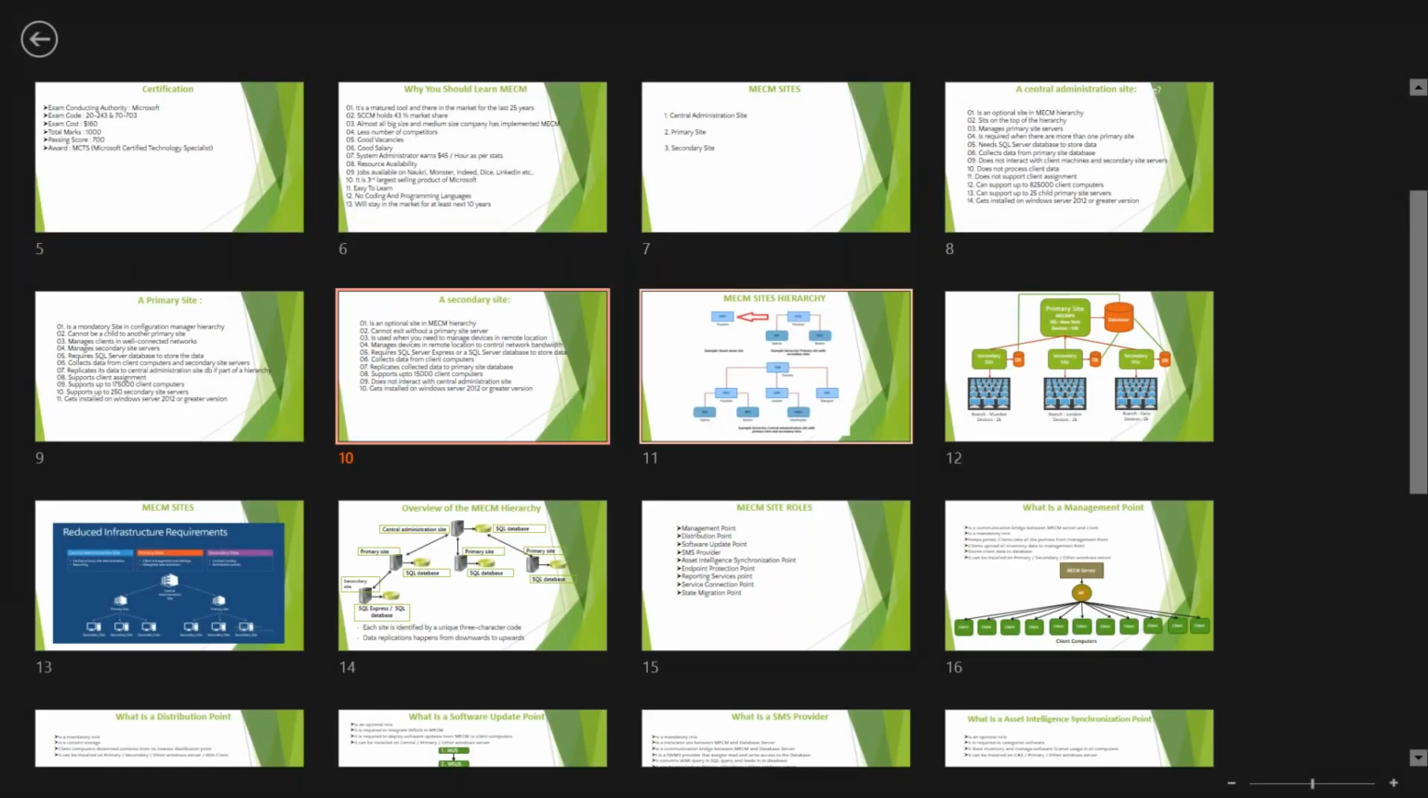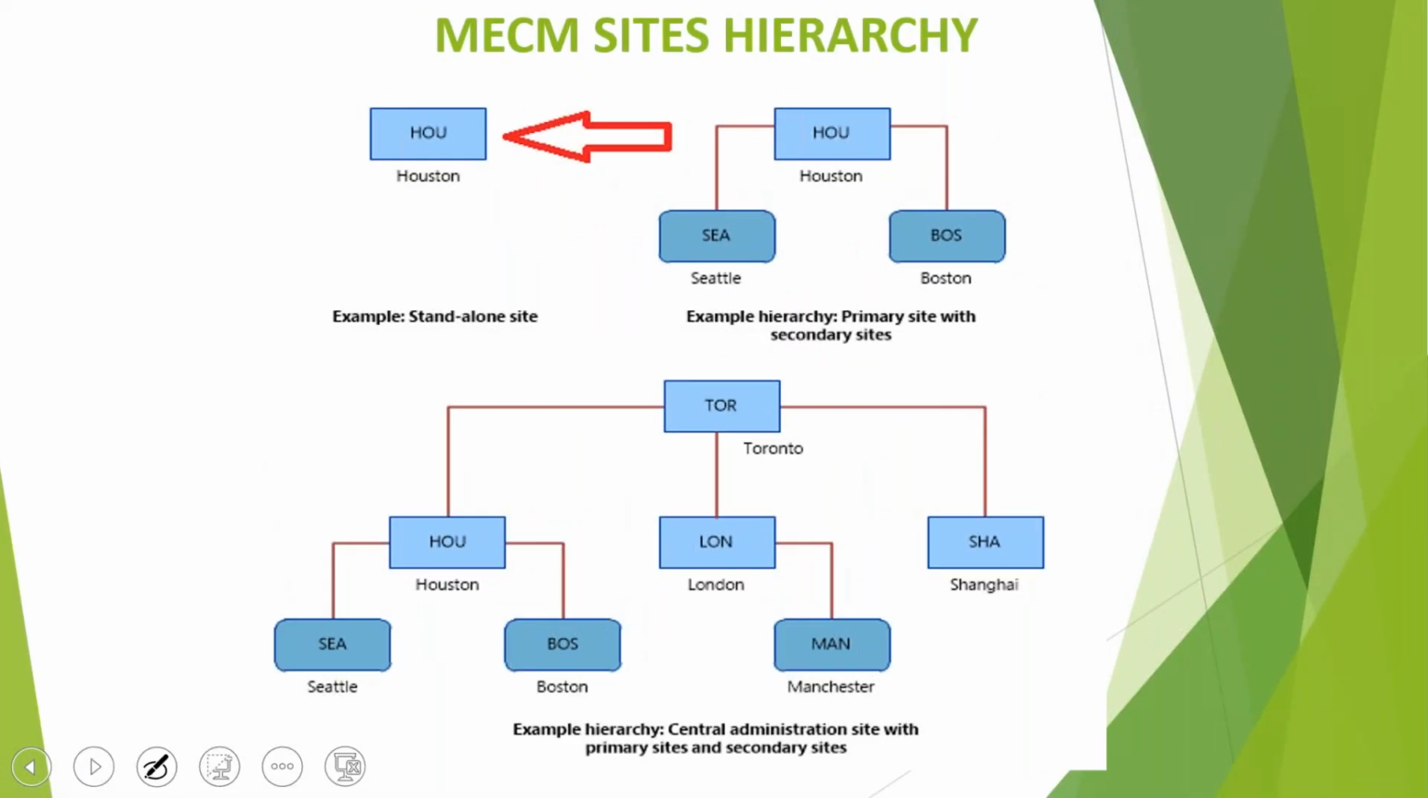We have talked about these 3 sites. Now if the organization is a small size organization, then let's say that Houston is a location where 20,000 devices are there. So you will need what? One secondary site, and that will manage all the devices in Houston. So this one is for a small size company. Let's say 20,000 devices.